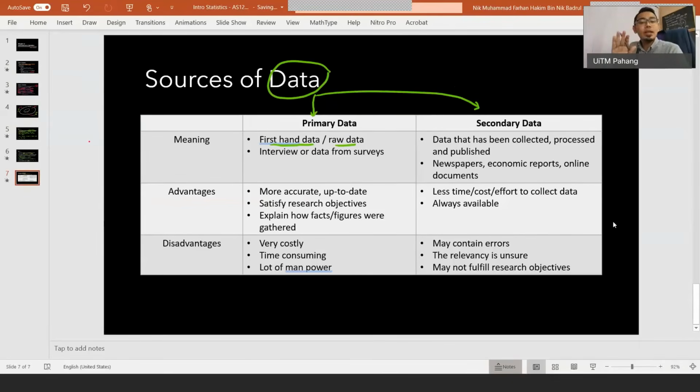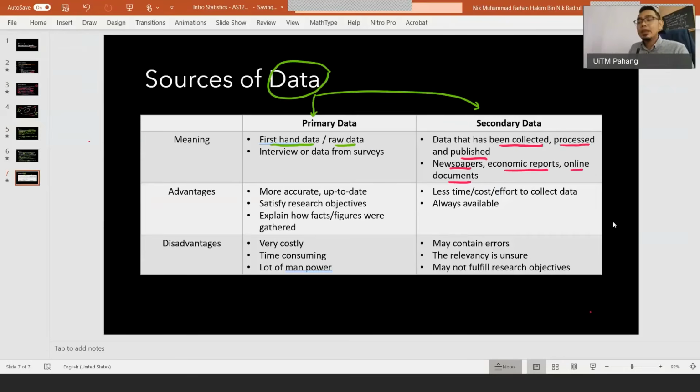You tak kacau lagi. But bila you dah pergi interview, you dapat first-hand data, you kacau-kacau sikit, tambah tokok buang, and so on. So, that one will be the secondary data. Bila you dah publish, okay? Data that has been collected, processed, and published. Dah proses, dah digaul, dah diterbitkan dalam newspaper, dalam economic reports, dalam online documents. So that one will be the secondary data.